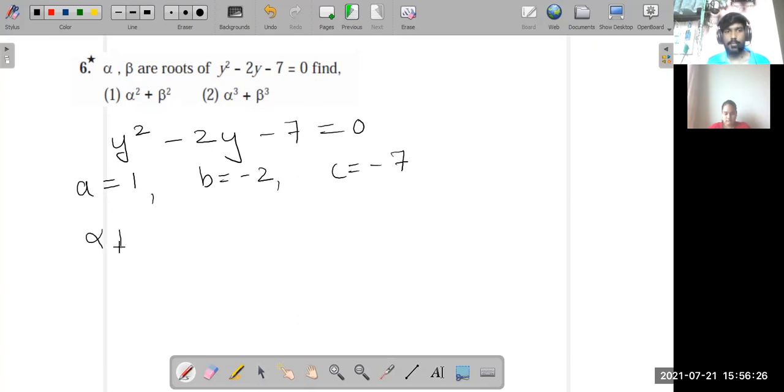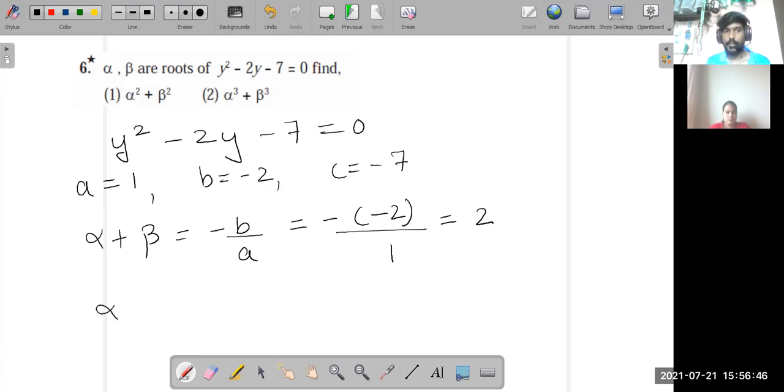Now, alpha plus beta. Let us find this first. The formula for this is minus B upon A. Substitute the values: minus B is minus 2, A is 1, so this becomes plus 2. Let's find the product of roots, alpha into beta. What is the formula for alpha into beta? C upon A. So this is minus 7 upon 1, which is minus 7.